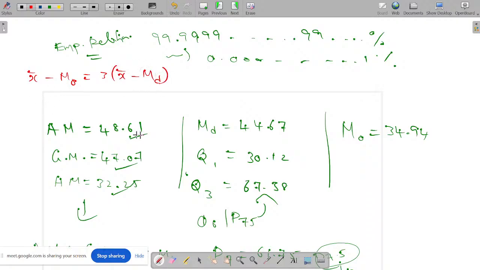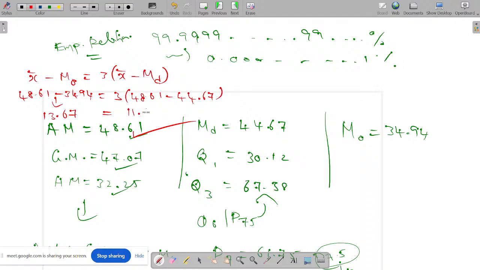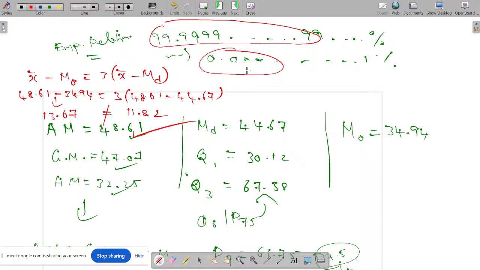We'll check. What is x bar? Usually we take arithmetic mean as x bar. 48.61 minus mode 34.94 value. This value directly. 13.67. Always keep for 2 decimals. Is it right? This side, 48.61 minus median 44.67 value. Final value I want. Getting 11.82. See, it's not matching. So always it need not be true. It may be sometimes false. This also asked many times in the exams.